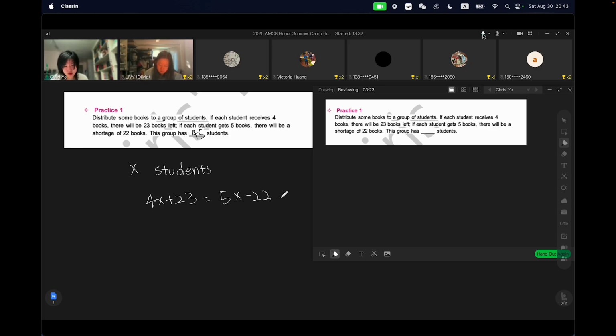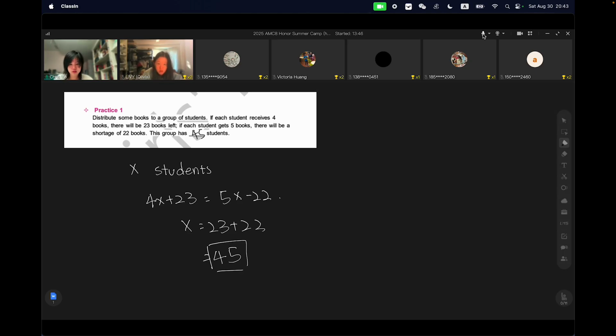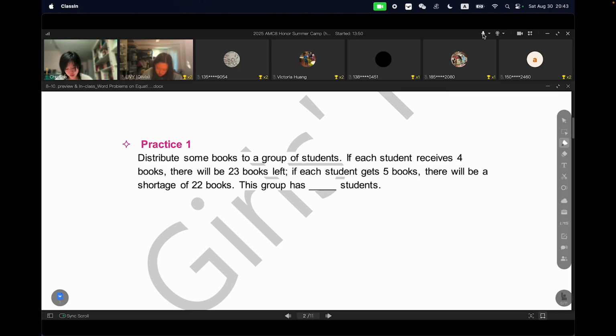So therefore, these two expressions are the same, and by solving it, we have x equal to 23 plus 22 equals 45. And that's the answer. Are there any questions? If not, then we can move on to our next concept.